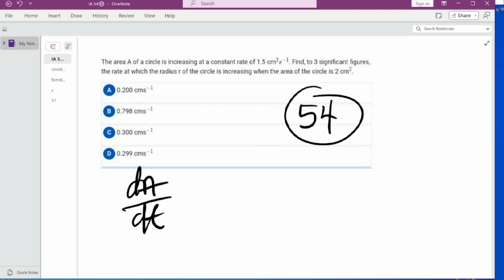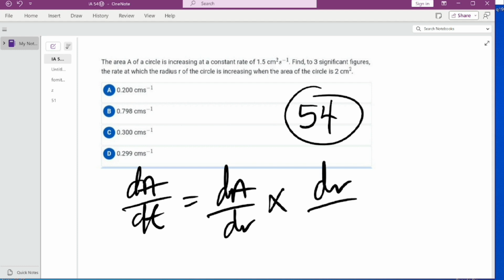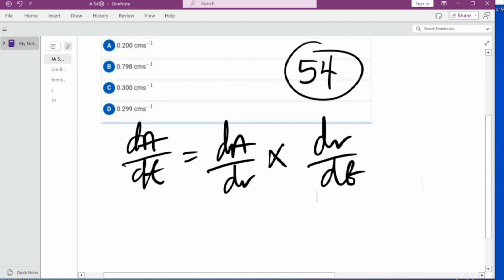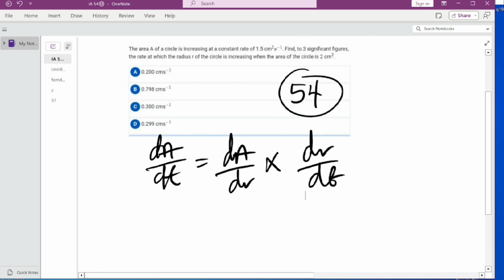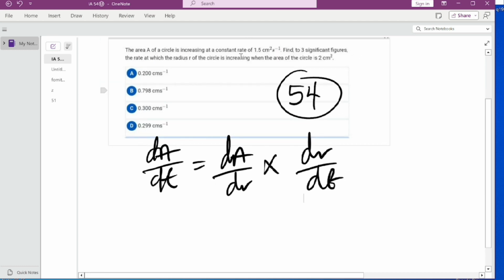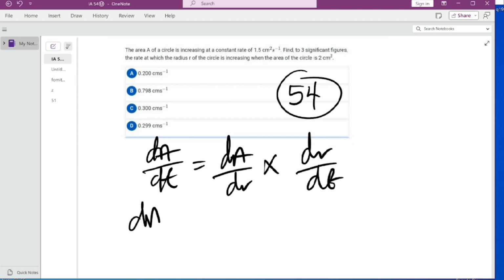Now there's a standard formula for solving this question, and the formula says dA/dt equals dA/dr times dr/dt. dA/dt represents the rate of change of the area, dr/dt represents the rate of change of the radius, and dA/dr represents differentiating the area. The first part says the area of a circle is increasing at a constant rate of 1.5 centimeters squared per second. So that's dA/dt, the area is increasing. That's dA/dt is 1.5 centimeters squared per second.